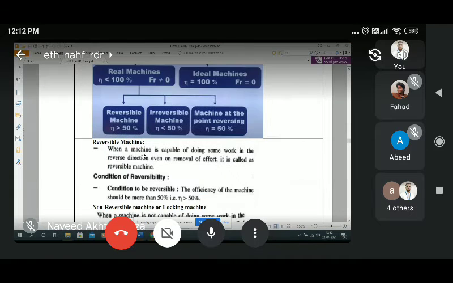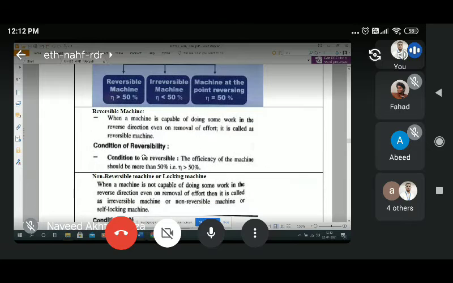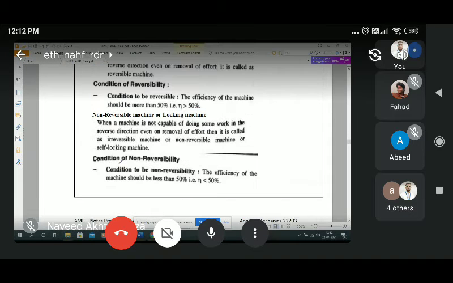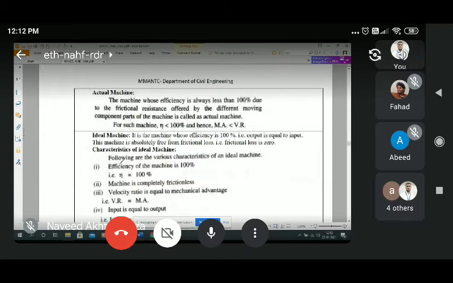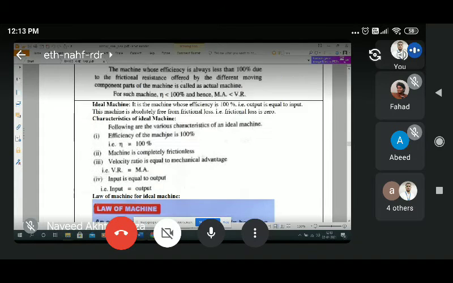Then reversible and non-reversible machines and their conditions of reversibility and non-reversibility we have seen, and then the actual machine, or we can say the real machine, definition. What is a real machine? When the efficiency of any machine is less than 100%, it is a real machine. If the efficiency is 100%, the machine is giving 100% output, and that machine is said to be an ideal machine. Their characteristics also we have seen in the previous class.